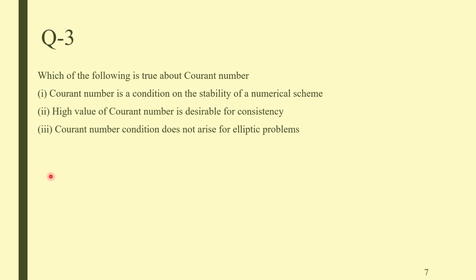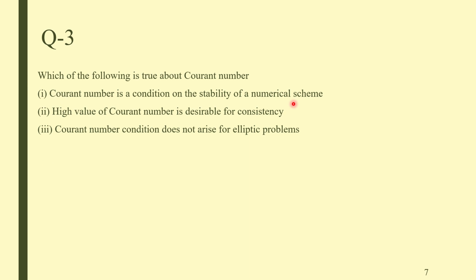So basically, what is Courant number? We have some criteria, like from Von-Neumann analysis, and the system should satisfy that particular criteria in order to achieve stability. So it is a condition for attaining stability on a numerical scheme. So statement 1 is right. Courant number is a condition on the stability of numerical scheme.